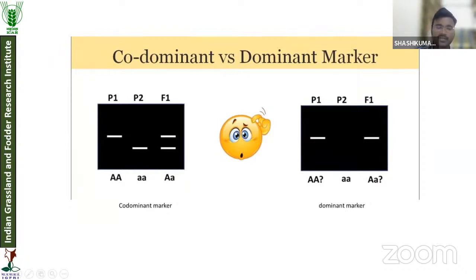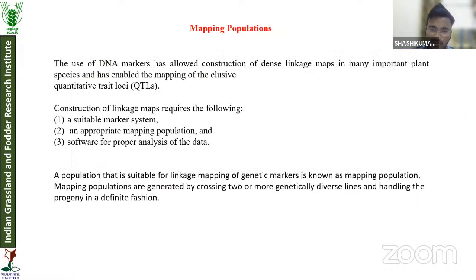So codominant markers are highly used in the mapping of quantitative traits and also in molecular breeding programs. In order to map quantitative traits, you should initially develop a mapping population using the principles of linkage analysis. Then you develop a linkage map, and then you go for phenotyping and genotyping the mapping population, and you will identify the QTL regions.